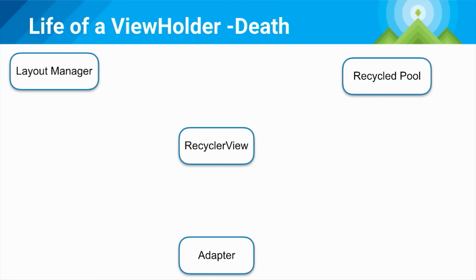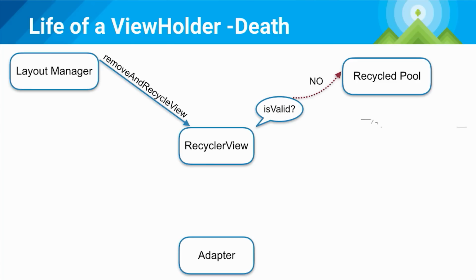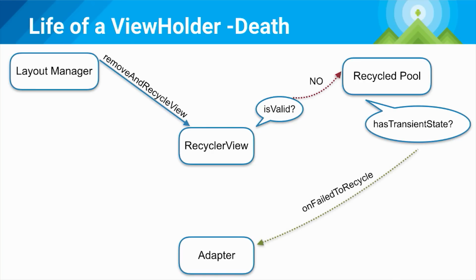OK, another important case: how do we lose a view holder? So layout manager calls remove, RecyclerView checks if it is valid, and it is not valid. We try to send it to the pool, but we check if it is in a transient state. Transient state means it's being animated, like some view properties are being animated. Then the pool asks the adapter, OK, I cannot recycle this view because it's in a transient state. In your adapter, you should be overriding this callback and handle it properly, which means get rid of the animation. But maybe you get rid of it in your own bind call. In that case, you can just say, it's fine, just recycle it. I know how to handle it.